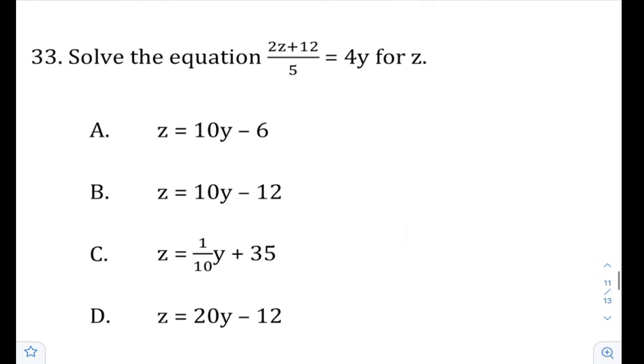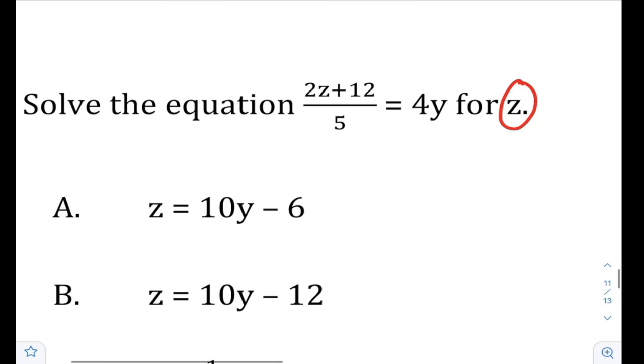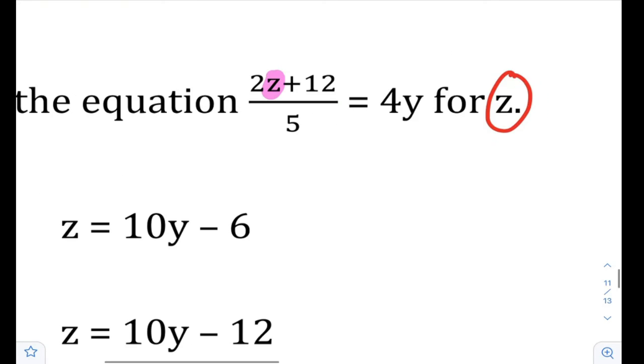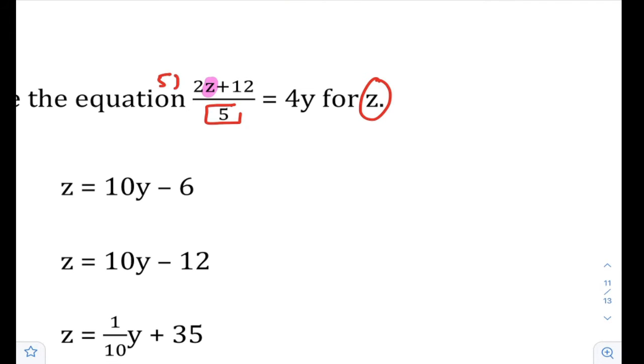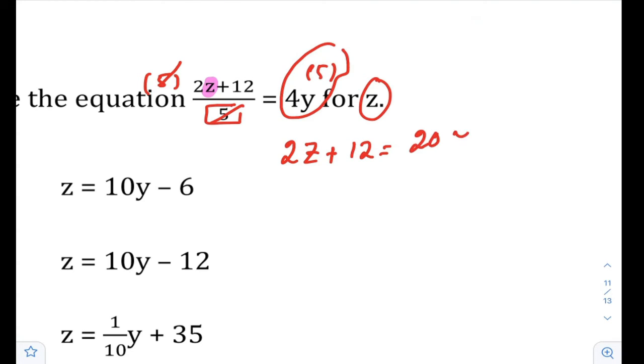Solve the equation for Z. Now we are solving the equation for a variable. Which variable do we want to isolate? It's the Z. So step 1, get rid of the denominator. Multiply both sides by the denominator. So I will multiply this by 5 and this by 5. What will happen now? 5 cancels 5. You have 2Z plus 12 is equal to 4y times 5, which is 20y.